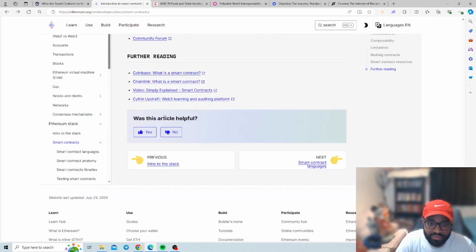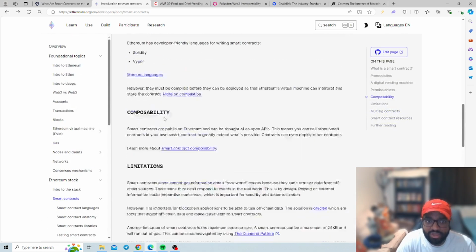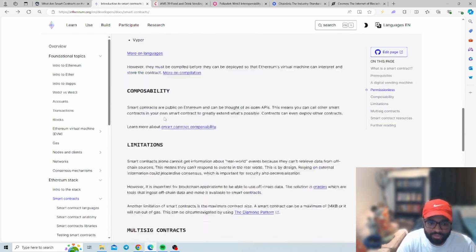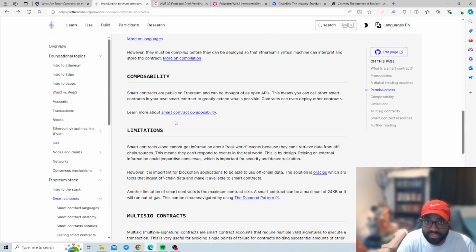So that's just something with smart contracts and their uses. There's a lot when it comes to permissionless and even limitations, a lot that goes in with smart contracts. But this is just a basic overview of how things look as we go in the ecosystem. Let's go over to our next part of the video and show you some examples.